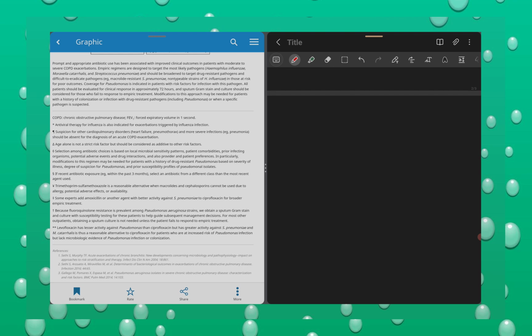For example, we know the three most common pathogens that lead to these moderate, severe COPD exacerbations are Haemophilus influenzae, Moraxella catarrhalis, Streptococcus pneumoniae. We know ciproflox mainly targets Pseudomonas, but levoflox has less activity. Ciproflox, for example, has this much activity against Pseudomonas. Levoflox has only this much activity against a Pseudomonas bug, but it has greater activity against Moraxella catarrhalis and Streptococcus pneumoniae, which are the most common bugs causing COPD exacerbation.